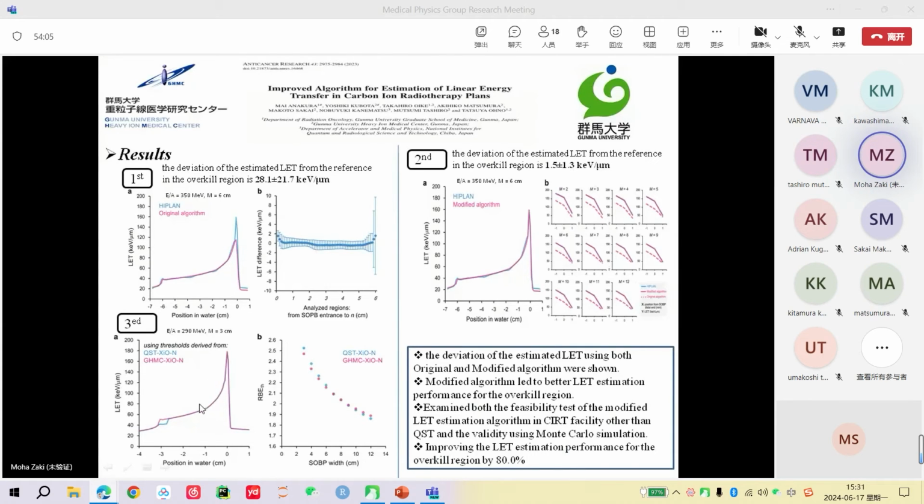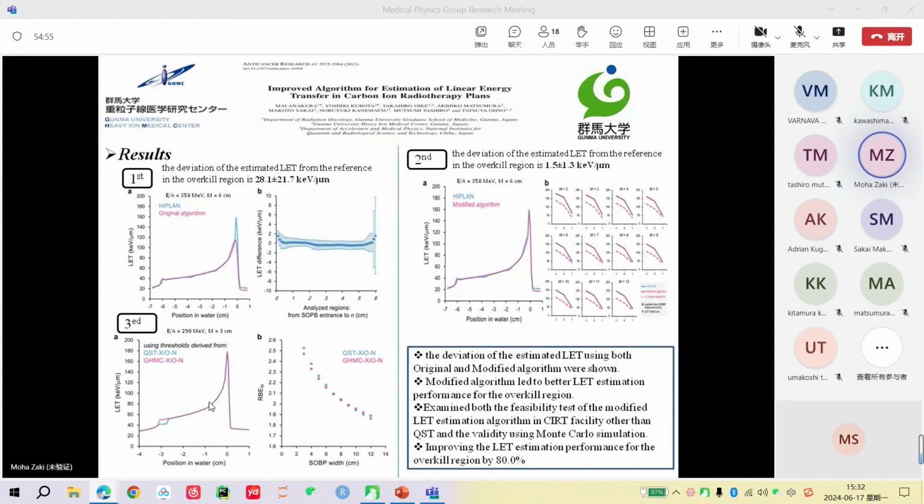Here, the third result shows LAT estimation using facility-specific RBE threshold value. Distribution of LAT for a single beam with kinetic energy per nucleus of 290 MeV with width 3 centimeters. For this single beam, the analysis revealed an unexpected slope in the estimated LAT at the proximal end of the spread out Bragg-Peak, which was most obvious in this case, where 219 kinetic energy per nucleus is the value, with width of m equal to 3.